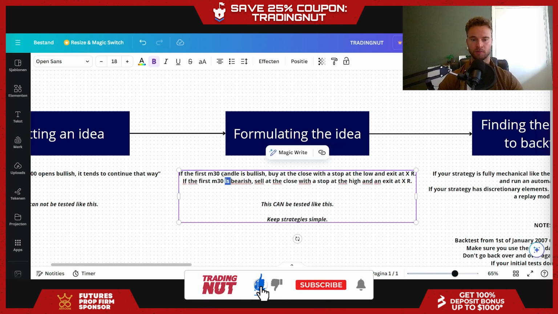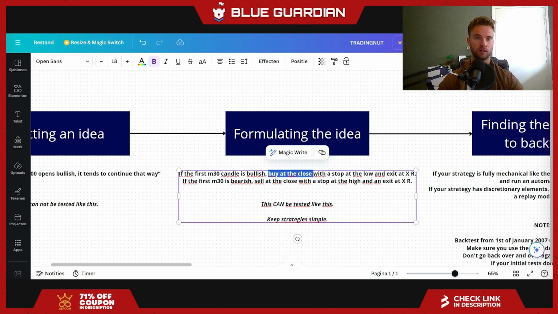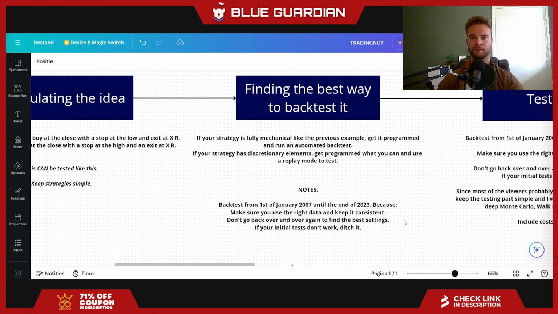Why is this testable? The first M30 candle is either bullish or bearish. There's no guesswork, no gray area. It's either this or that. You buy at the close, that's very clear. The candle only has one close. A stop at the low, there's only one low. So that's very clear. And you exit at a fixed RR. That's all very clear. And that's what I really want you guys to think about. Make it clear. The next step then is going to be finding the best way to backtest it.